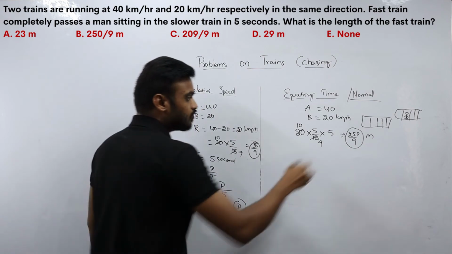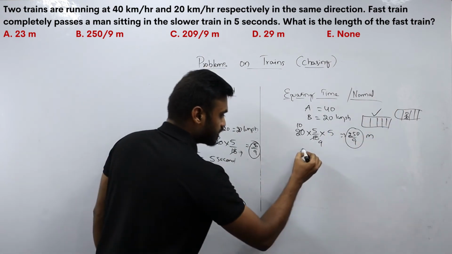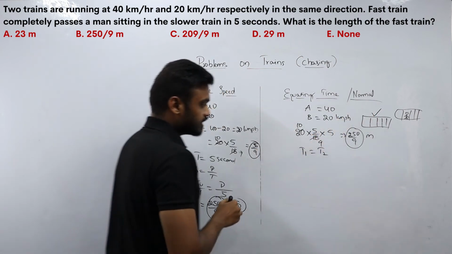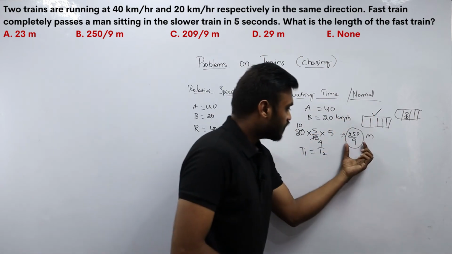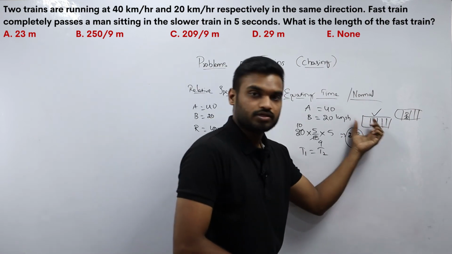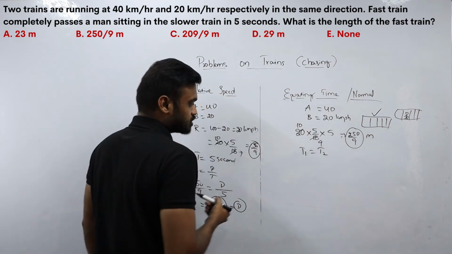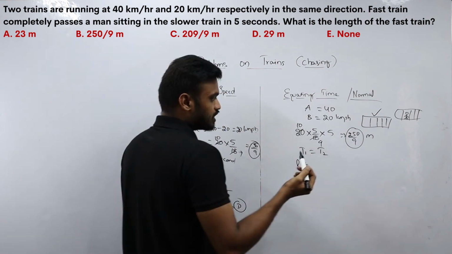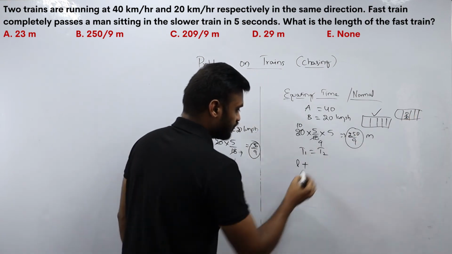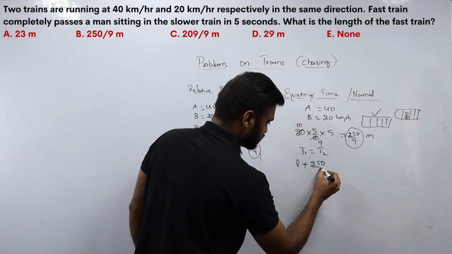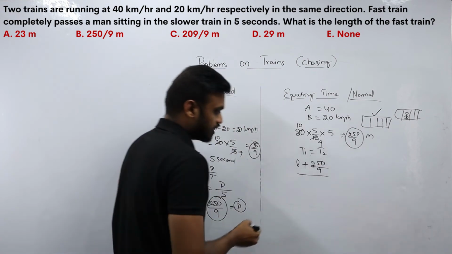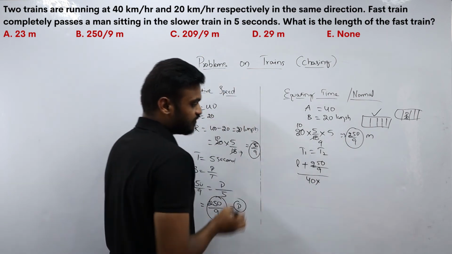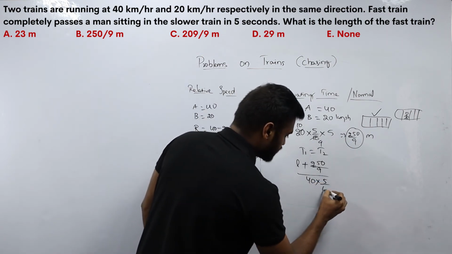Okay, now we need to find out the total length of the faster train. T1 equal to T2. What is the time taken by the faster train? That is the total distance traveled by the slower train and also the total length of the fast train. So I am assuming the total length of the fast train is L kilometers plus the total distance covered by the slower train, that is 250 by 9, divided by the total speed of the fast train, that is 40 km per hour. Now we need to convert this into meters per second, that is 5 by 18.